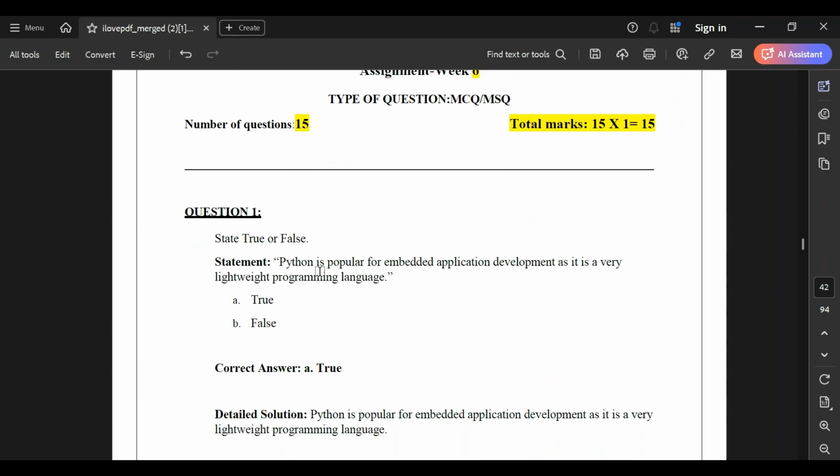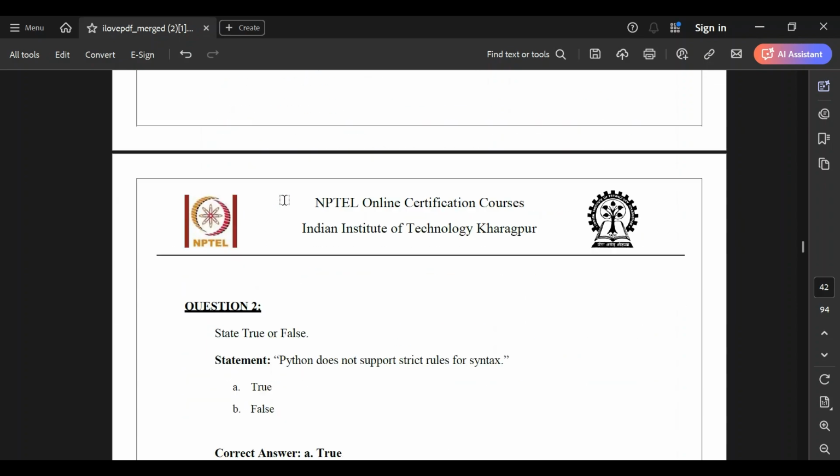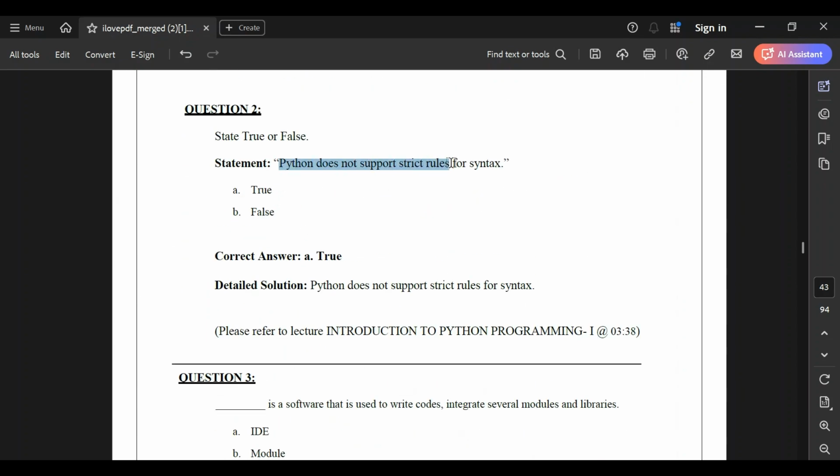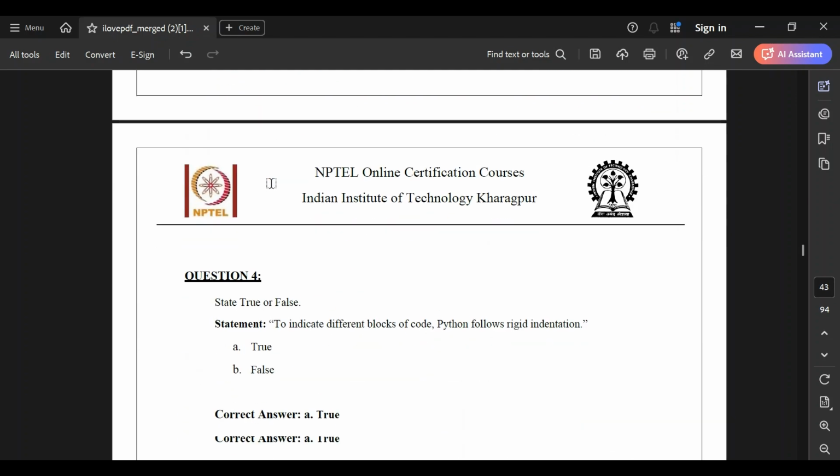Moving to the next assignment, we have: Python is popular for embedded applications as it is a very lightweight programming language. So this is true. Python does not support strict rules for syntax. This is true. An IDE is software that is used to write code and integrate modules and libraries. So IDE is there. Okay.